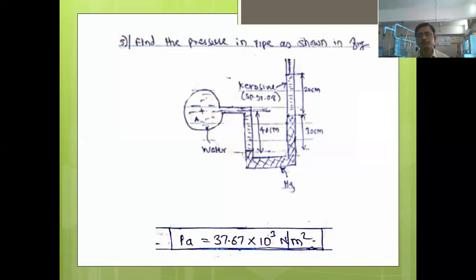So here there will be three heights, values of heads, and three specific gravities. You can use the notation 1 for the water, 2 for the mercury, and 3 for the kerosene. So H1 will be the head of the water, H2 will be the head of mercury, H3 will be the head of kerosene. S1, S2, S3 are the respective specific gravities of water, mercury, and kerosene.